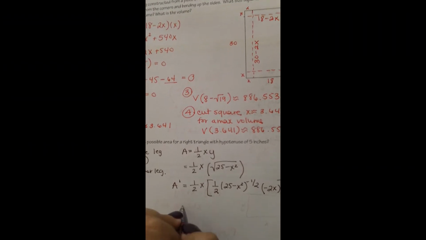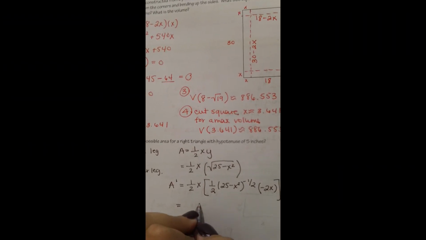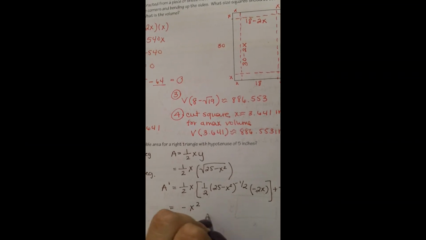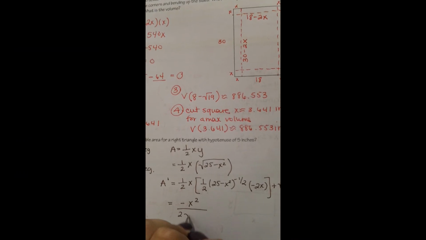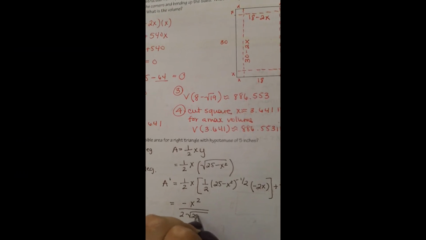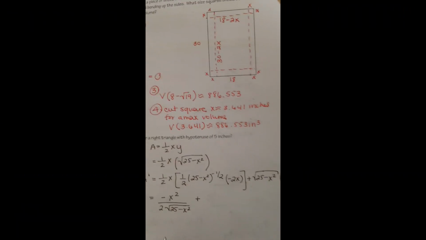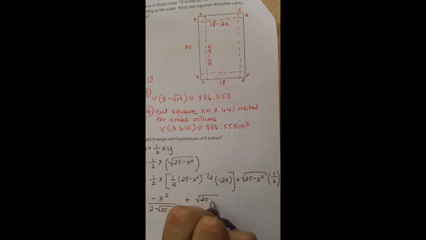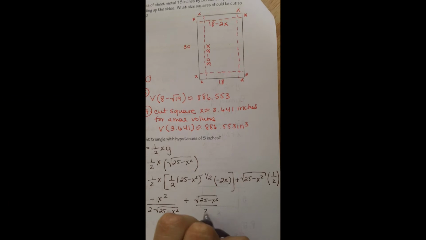And we'll actually end up with a negative x squared on the top for the first part, over 2 square root of 25 minus x squared, plus the second portion being 25 minus x squared, all of it divided by 2.